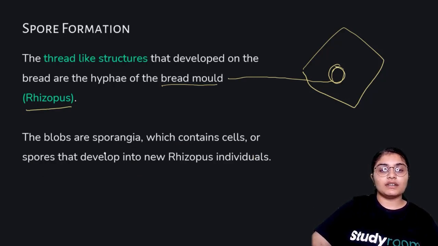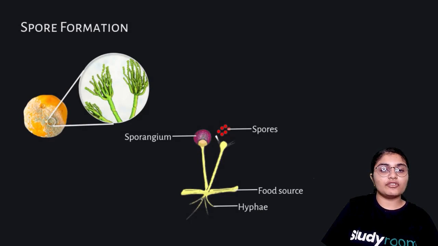So the blobs have sporangia, which contain cells or spores that develop into new Rhizopus organisms. They are not reproductive parts. On the other hand, the tiny blob on a stick structures are involved in reproduction. The blobs are sporangia, which contain spores that can eventually develop into new Rhizopus individuals. The spores are covered by thick walls that protect them until they come into contact with another moist structure and can begin to grow. So you can see here how spore formation occurs.